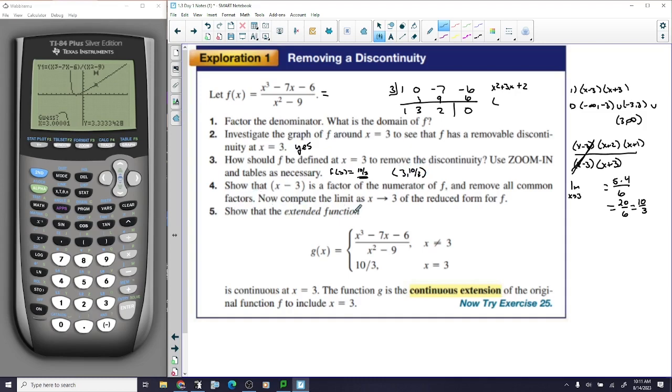Show that the extended function is continuous at x equals 3. Function g is a continuous extension of the original function f to include x equals 3. Well, if you have this for everything except 3, then you get everything except for this point that we want to fill in. Then if you fill in that point, you say when x equals 3, the function is 10/3. We fill in what we call a removable point. We remove the discontinuity by filling it in.